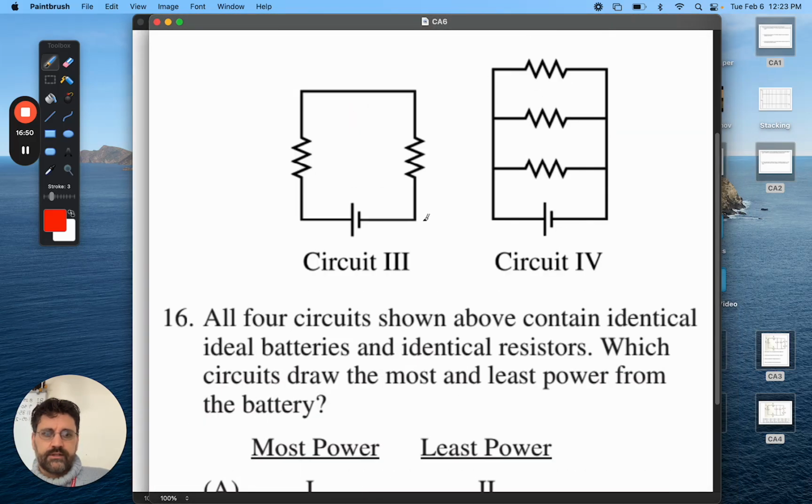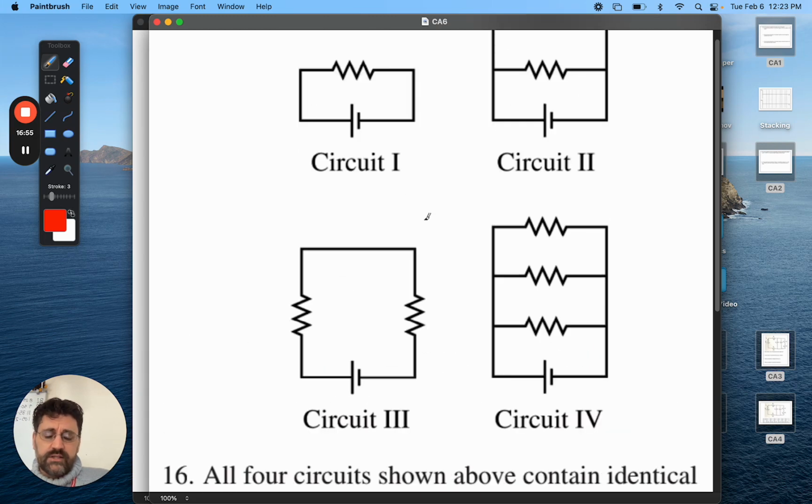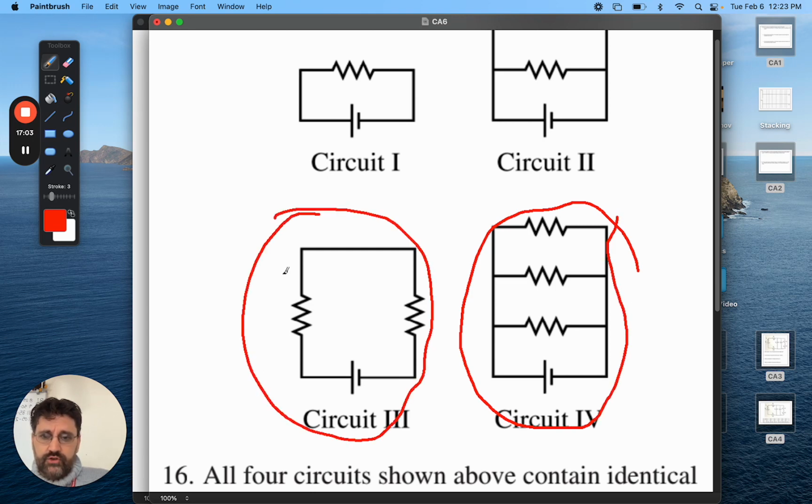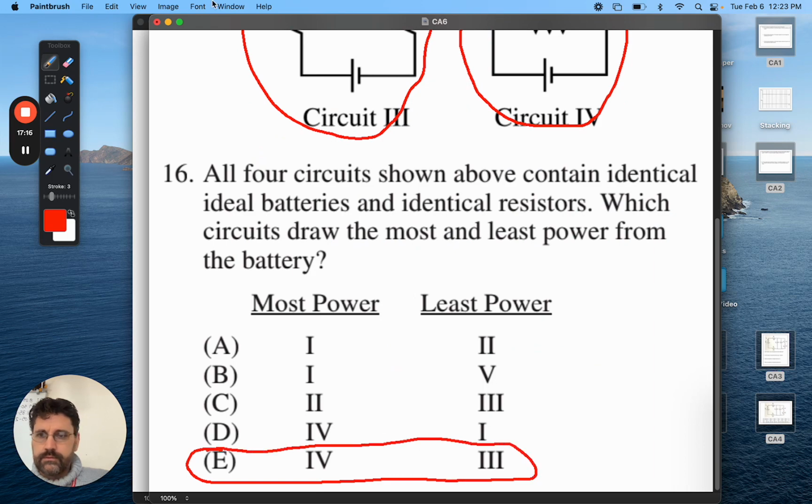Okay, here's 4 circuits. They want to know which one draws the most power and which one draws the least power. The one that draws the most power is going to be the one that has the lowest resistance. That's this one, most power. The one that draws the least power is the one with the highest resistance. That's this one, because it has two resistors in series. So whichever answer says this one is the most power and this one is the least, 4 is the most power, 3 is the least. So that's why the answer is E.